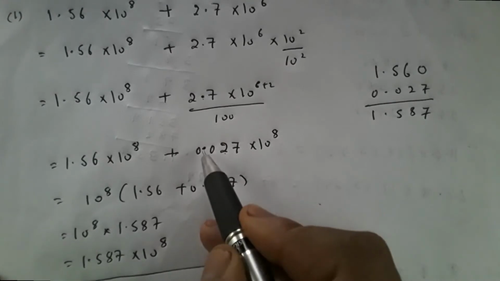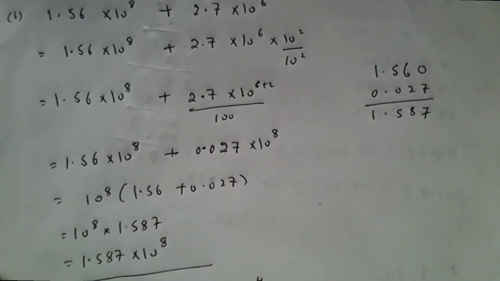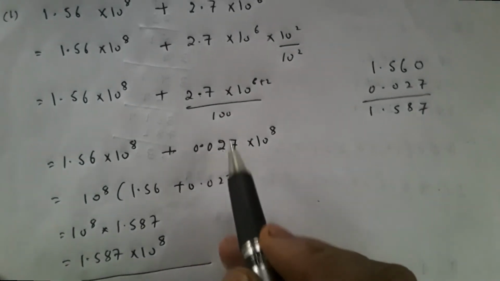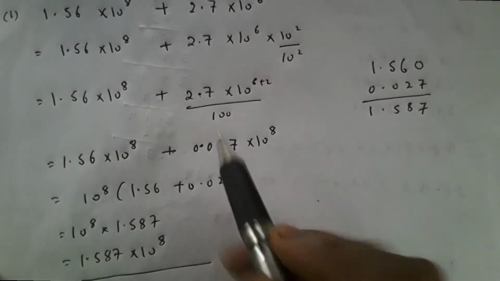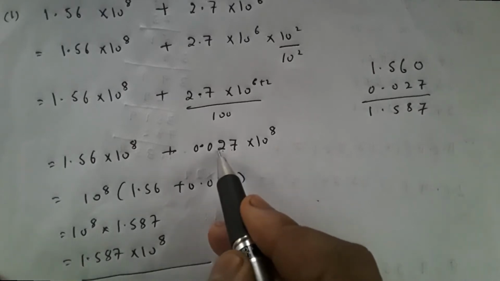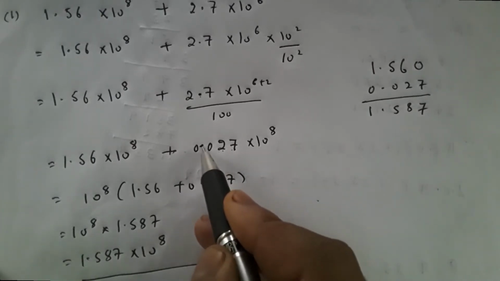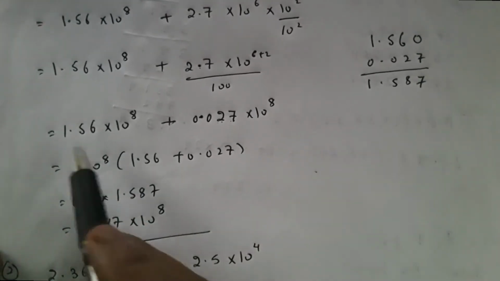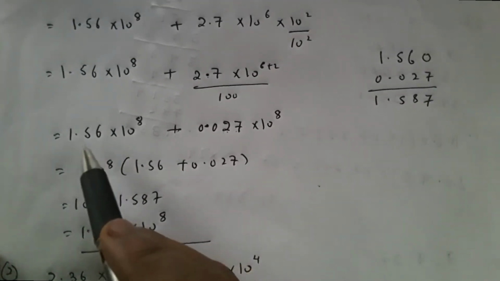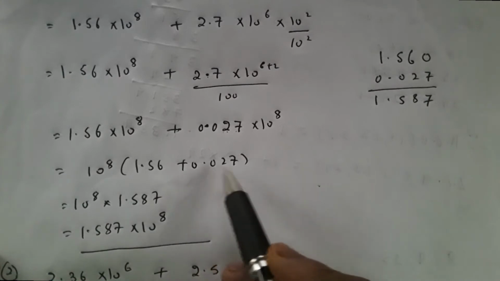0.027. 3 decimal places. After the decimal, 1 place plus 2 zeros becomes 3. So 1, 2, 3, 3 decimal places and then the decimal. So take common 10 raised to power 8: 10 raised to power 8 times 1.56 plus 0.027.